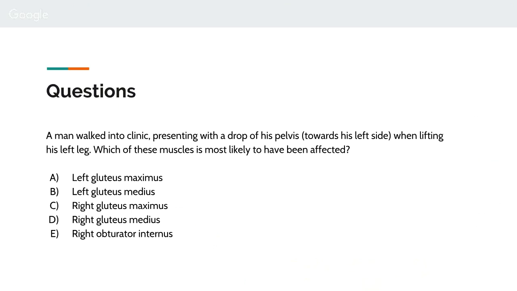Okay. A man walks into clinic presenting with a drop of his pelvis, so that's towards his left side, like that. When he was asked to lift his left leg, which of these muscles is most likely to be affected? Did I hear D? Yeah? Okay. So if you drop to your left, that means it's damage to your right nerve, which is your hip abduction. Another correct answer here would have been right gluteus minimus, but that's not on there.